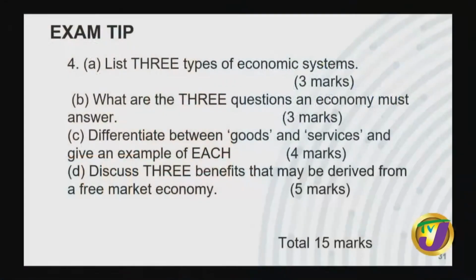Now, let us just look at this question. A question that I would deem to be a typical exam question. We may not go through all the answers here today, but I just want you to be careful in terms of how you answer a question for exam. So it says here, list 3 types of economic systems. B, what are the 3 questions an economy must answer? C, differentiate between goods and services and give an example of each. And D, discuss 3 benefits that may be derived from a free market system.